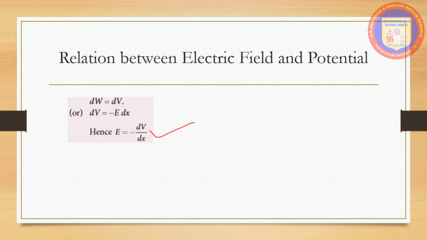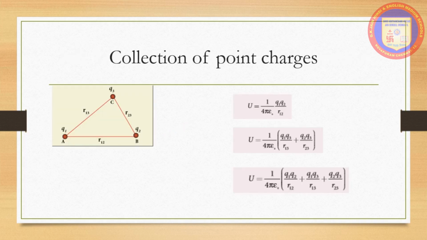Electrostatic potential energy for a collection of point charges. To calculate the total electrostatic potential energy, we use the following procedure. What are we going to do? We bring all the charges one by one and arrange them according to the configuration. Bringing a charge Q1 from infinity to the point A requires no work because there are no other charges already present in the vicinity of the charge Q1.